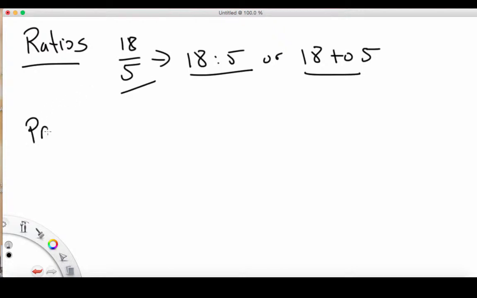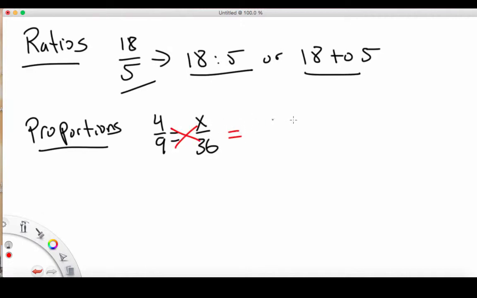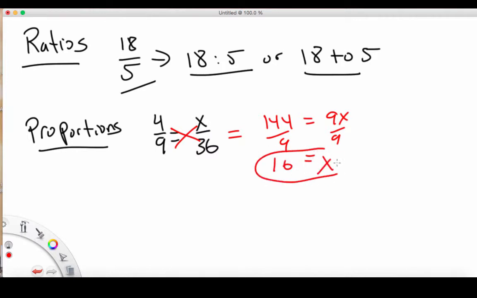Another one is proportions. This is going to be on your test. Let me just erase this. Good thing there's an eraser on this pen. For example, if I give you a problem like 4 over 9 equals x over 36, let me use a different color, and then I do cross cancellation. 4 times 36 is 144 equals 9 times x. Then we divide both sides by 9, and it gives you x equals 16. This is my answer.